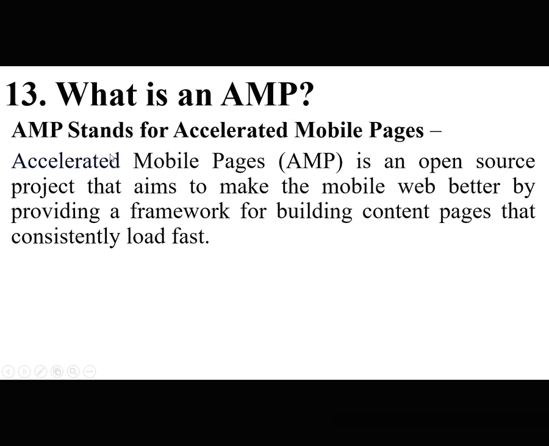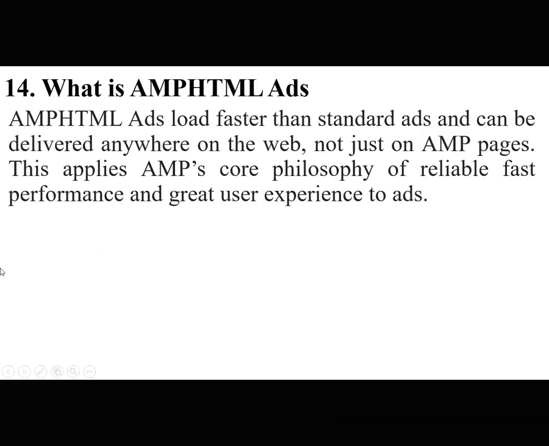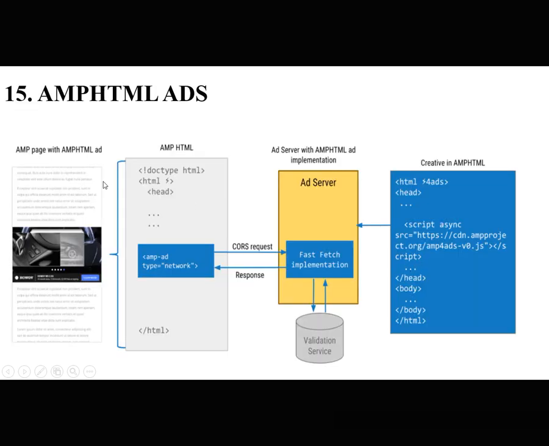What is an AMP? AMP stands for Accelerated Mobile Pages. Accelerated Mobile Pages is an open source project that aims to make the mobile web better by providing a framework for building content pages that consistently load fast. What are AMPHTML ads? AMPHTML ads load faster than standard ads and can be delivered anywhere on the web, not just on AMP pages. This applies AMP's core philosophy of reliable, fast performance and great user experience to ads.